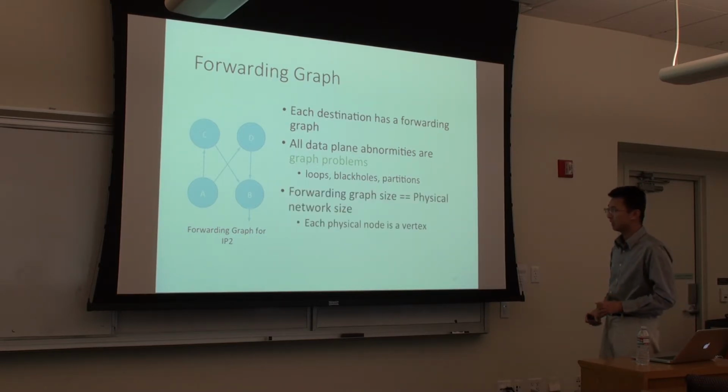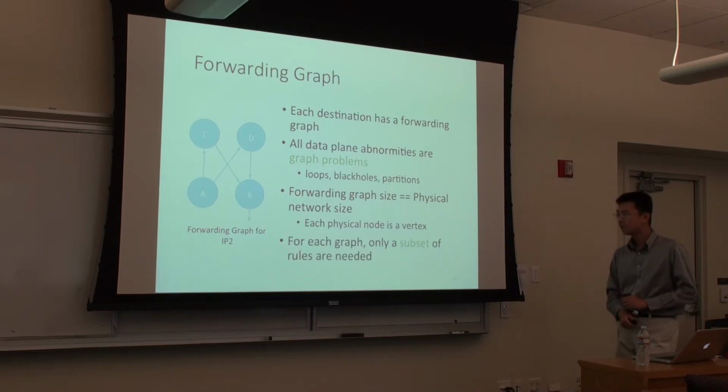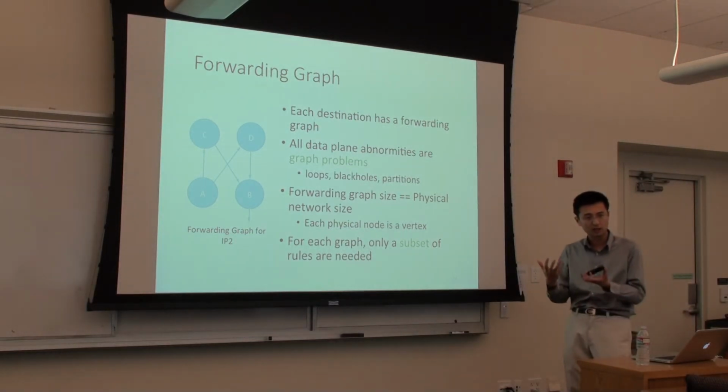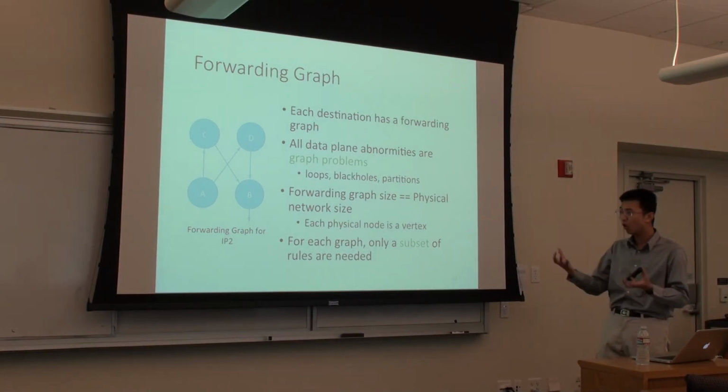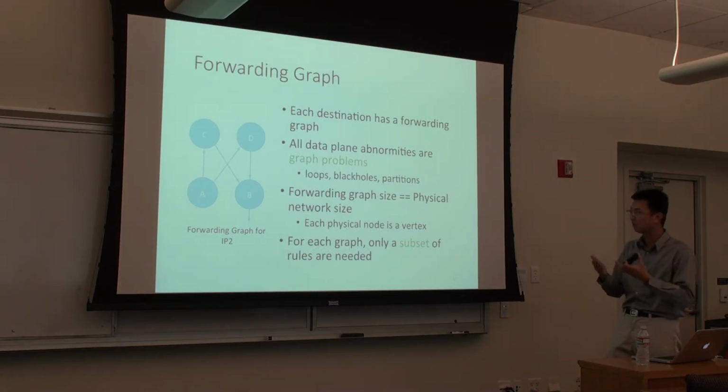The third property is that the forwarding graph size is not too big. It equals the physical network size, because each physical node is a vertex. And finally, for each graph, only a subset of rules is needed to construct the forwarding graph, because not all the rules are relevant to these destinations. If they do not intersect, why do we care about that rule?